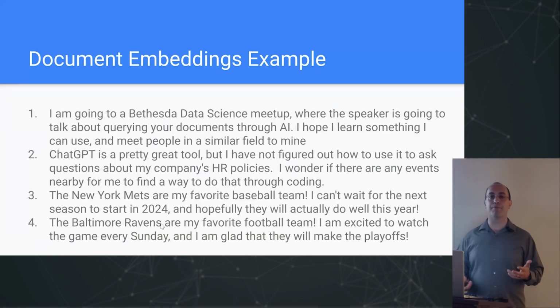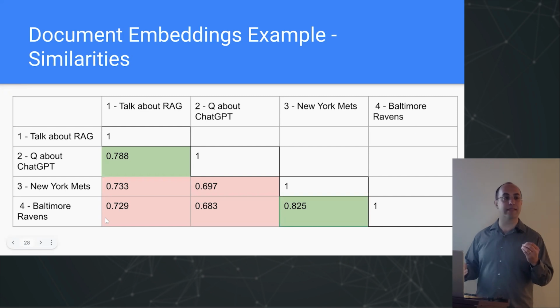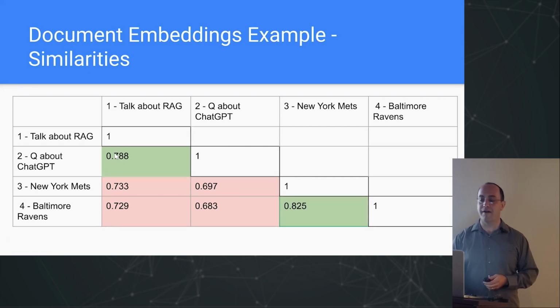I made another example where I have 4 documents. The first one is about a person who's going to talk about RAGs. The second one is about a person who has questions about ChatGPT. The third one is about the New York Mets baseball team. The fourth one is about the Baltimore Ravens football team. And when I take the cosine similarities of the embeddings of these documents, you can see the number comparing the RAG and the ChatGPT is actually fairly high. The number comparing the closeness of the two sports examples is also fairly high. But the cross examples, comparing the texts about sports to those talking about ChatGPT, the number is a lot lower because they're about different topics.